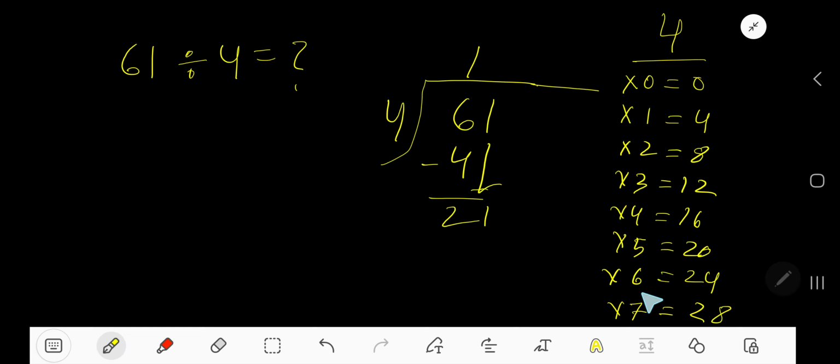4 goes into 21 how many times? 6 times 4 is 24, which is greater, so 5 times. That gives us 20. 5 times 4, 20. Subtract, we get 1. So our answer is 15, remainder 1.